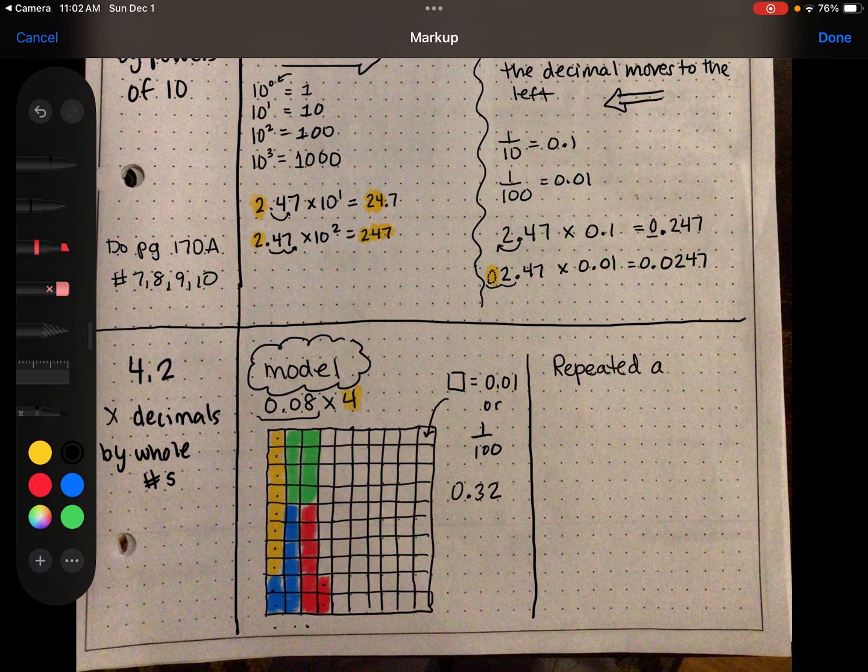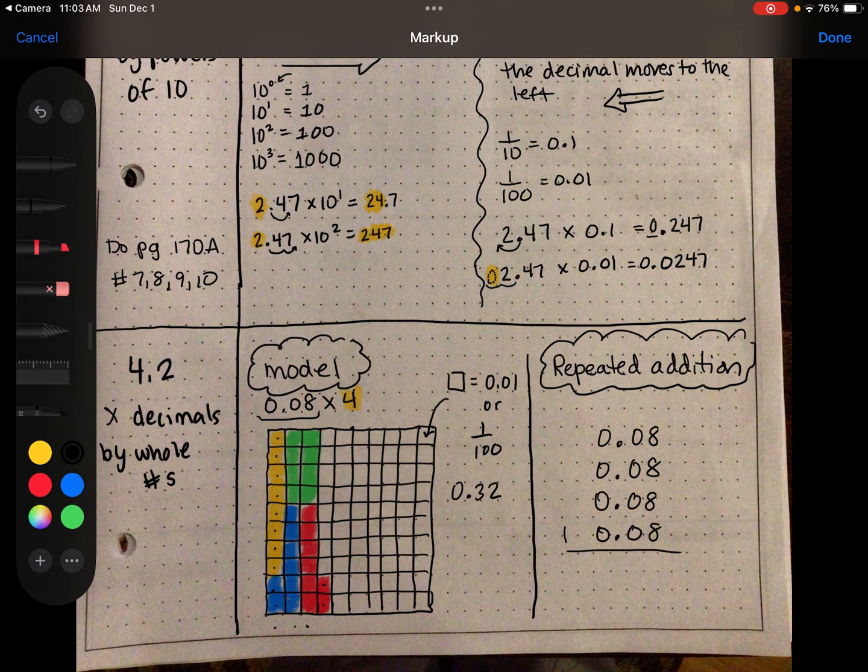The second strategy, so this one was the model strategy, the second one is using repeated addition. All right, so we're going to do this one. Now, just like multiplying, if I were to have 8 times 4, it would be the same as 8 plus 8 plus 8 plus 8. You're just repeating the addition. Well, we do the same thing with decimals.